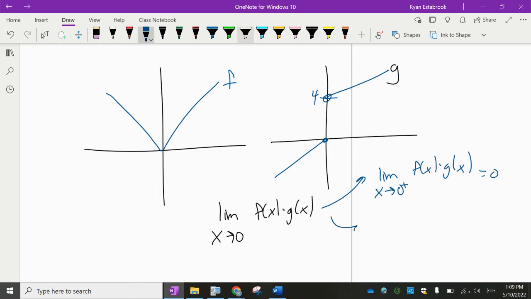If we look at the left-sided limit, the limit as x approaches 0 from the left of f of x times g of x. What is the limit of g from the left? 0. What's the limit of f from the left? 0. 0 times 0 is also equal to 0.